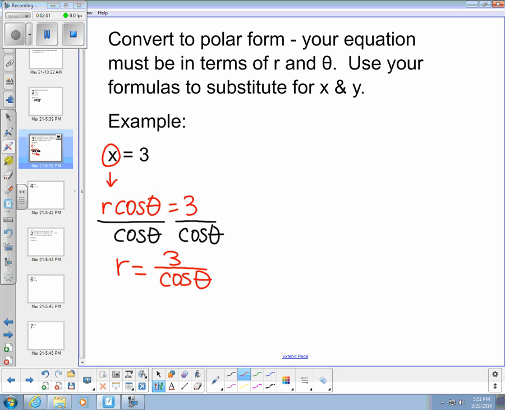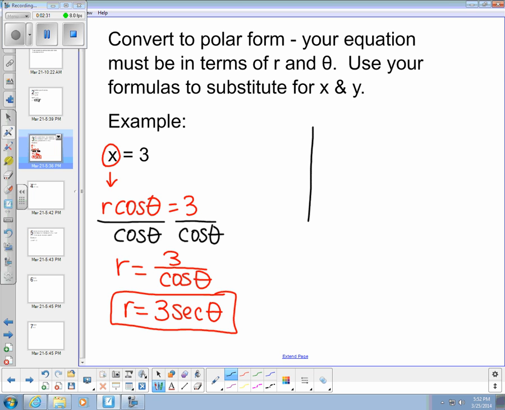But we don't like to leave trig functions in the denominator of a fraction, especially single trig functions. So we want to think about the reciprocal. What is the reciprocal function for cosine? The reciprocal for cosine is secant. So 3 divided by cosine theta can be written as r equals 3 secant theta. And this is our equation in polar form. So if we graph that on a polar grid, it would look the same as the graph of x equals 3 on a rectangular grid, which again would be a vertical line crossing the x-axis at 3. Both of those would graph to look the same, whether we're on a rectangular grid or polar grid.